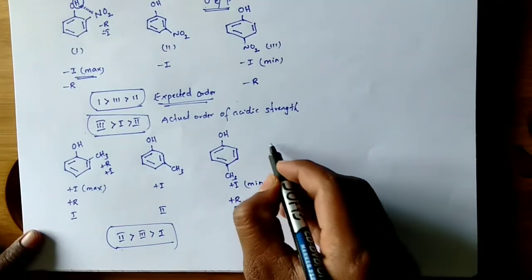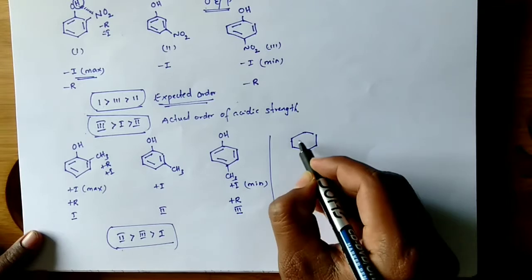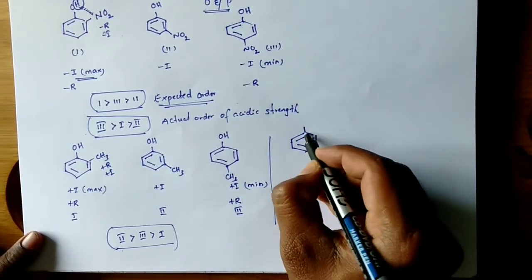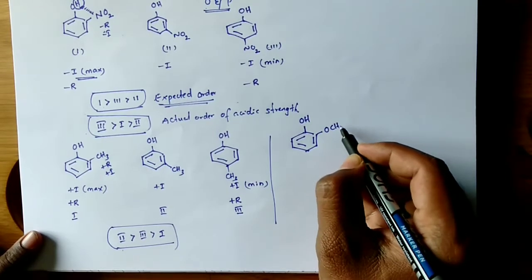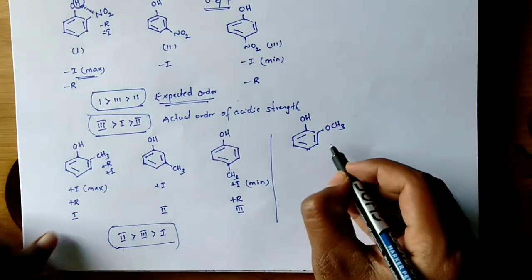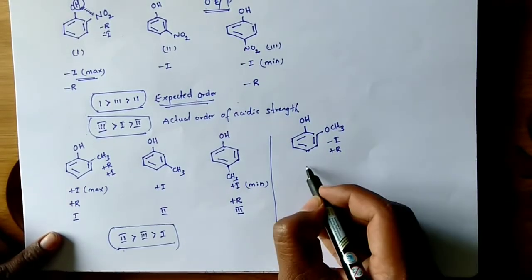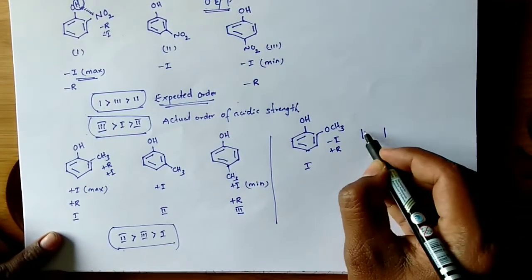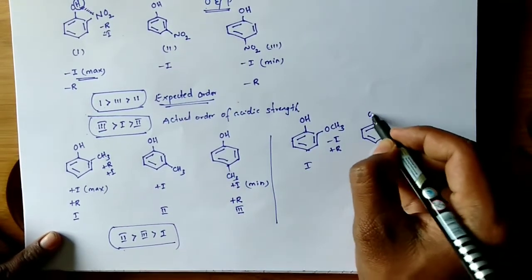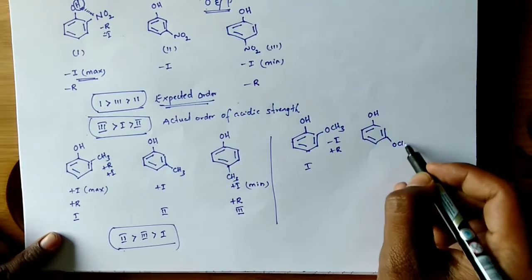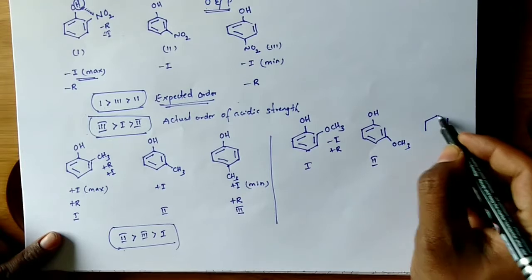Okay, here if phenol is substituted with minus I plus R group, methoxy group is acting as minus I plus R group. Okay, in this case, which species will show the more acidic nature? Substituted at meta position and substituted at para position.